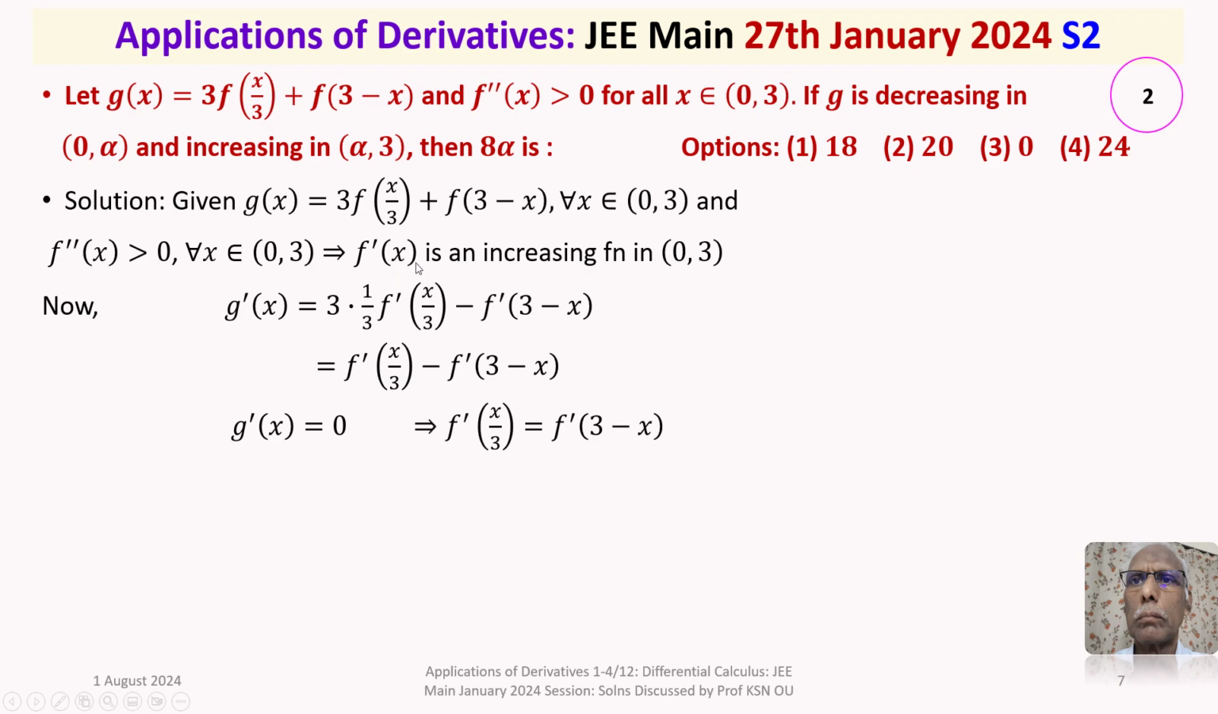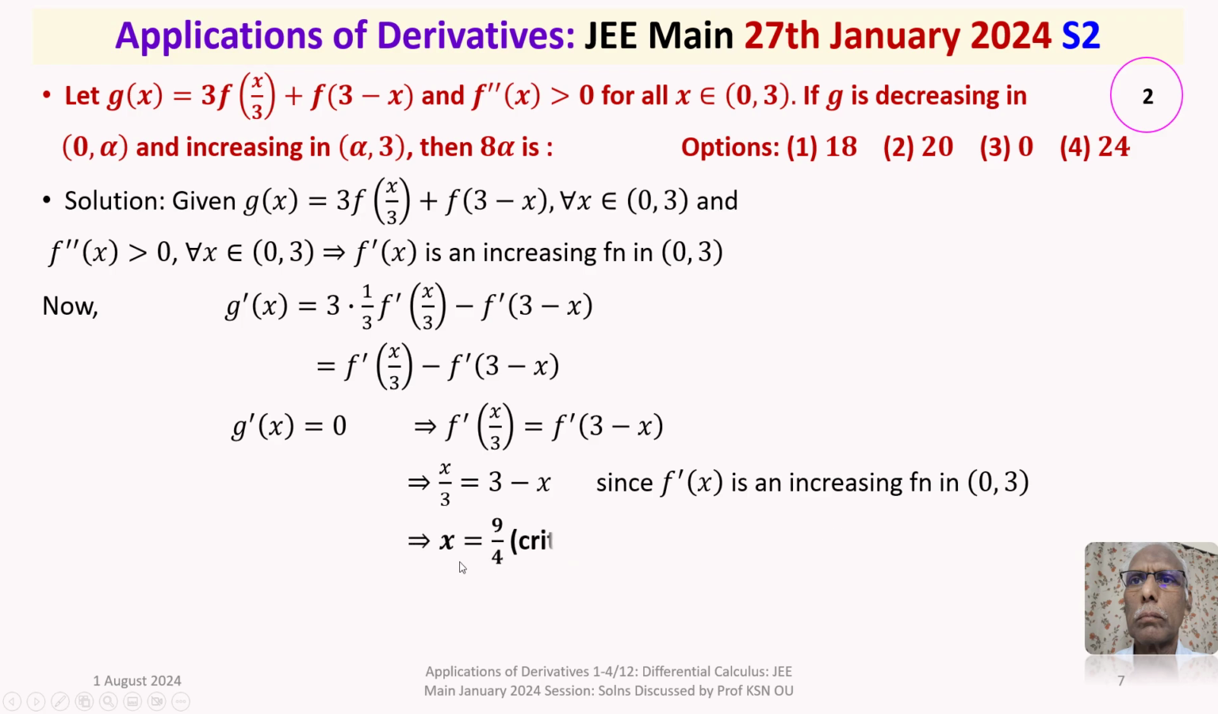What is f prime? F prime is an increasing function in 0 to 3. So f prime of x by 3 is equal to f prime of 3 minus x will imply x by 3 is equal to 3 minus x, because f prime x is an increasing function in the interval 0 to 3. And simplifying, we will get x is equal to 9 by 4. That is one critical point we have. And where is this 9 by 4? 0 less than 9 by 4, strictly less than 3. Yes.